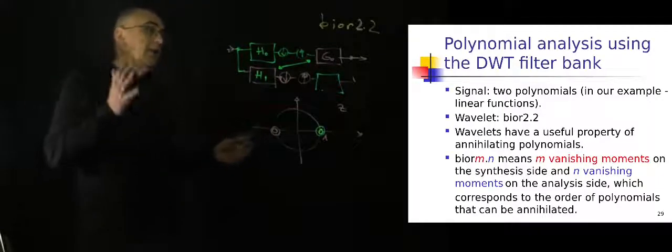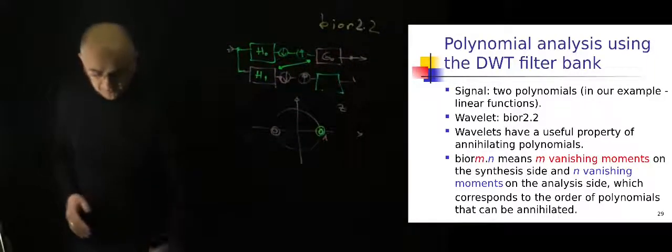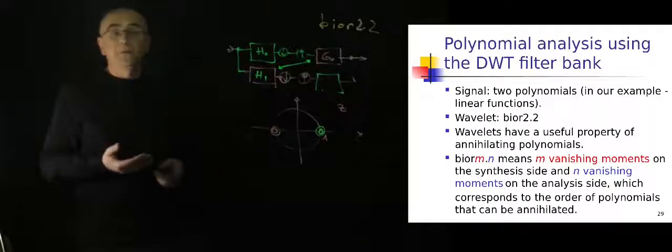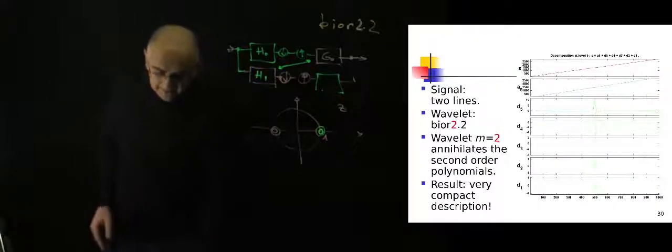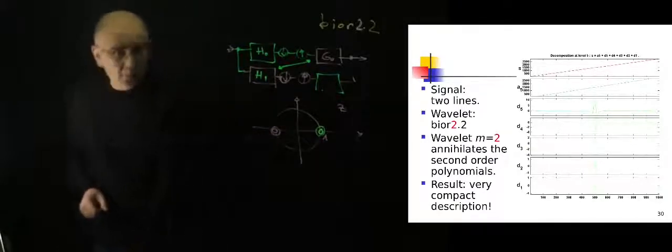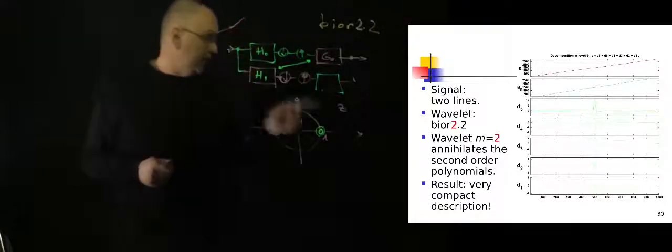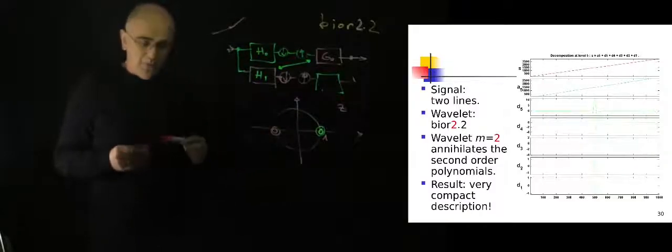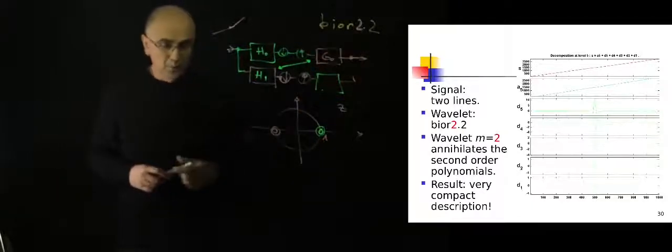So let's try it. Let's apply this wavelet to something that is actually composed of 2 polynomials. In our example, it's going to be 2 lines. 2 polynomials of the first order. So lines are polynomials. The first row represents the signal itself. It is composed of two lines, but the difference between the two lines is so small that we cannot even see that by the naked eye. So let's do some wavelet decomposition using Bayer 2.2 wavelets.